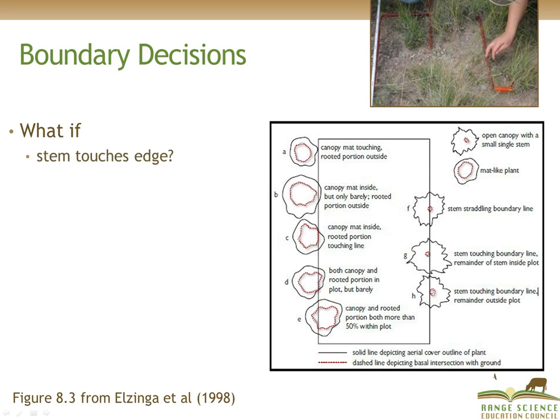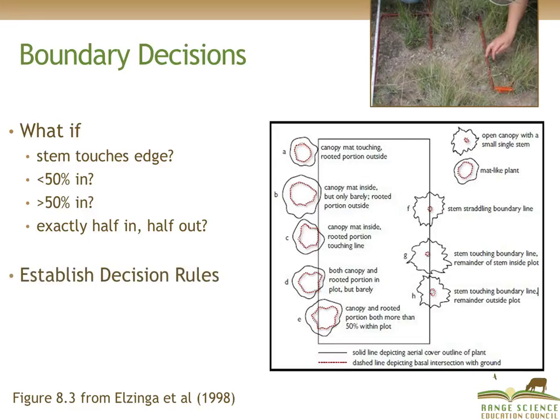What if the stem touches the edge, such as here, or there's a stem touching the edge of the quadrat here? What if less than 50% of the stem is inside the quadrat? Or what if more than 50% of the stem is inside the quadrat? And then what would you do if it's exactly half in and half out? Well, we solve this dilemma by establishing clear decision rules. And there's a couple of ways of going about this.